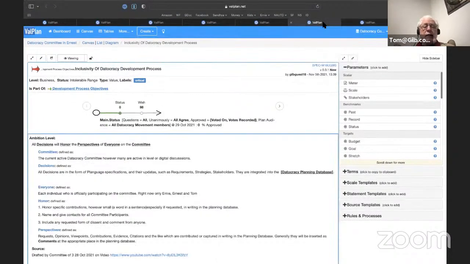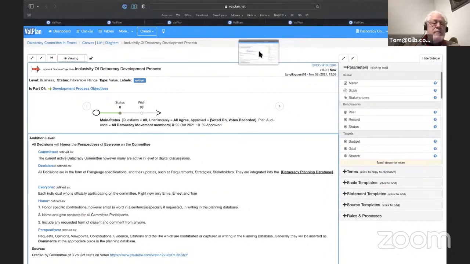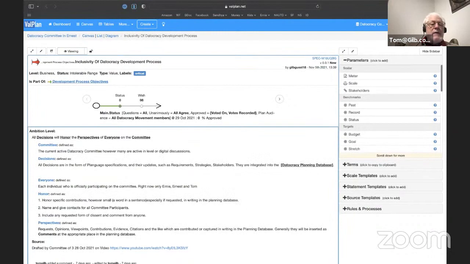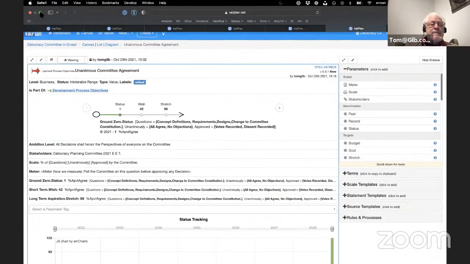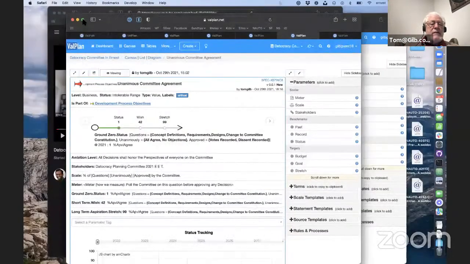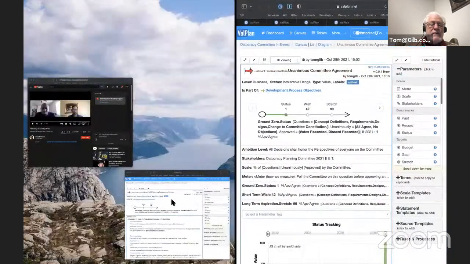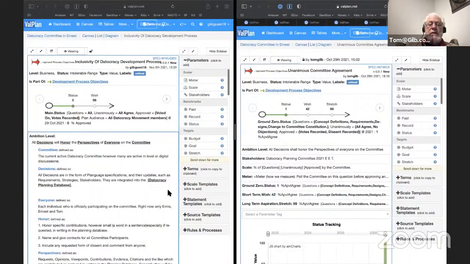So can I get a look at, and maybe Ernest also get a look at each one and think about it for a moment? What are the two? The inclusivity and the unanimous committee agreement. And then all decisions shall honor. Okay, now it's flopping back and forth so fast. You're going to get both. Hey, tricky. Good, well done.